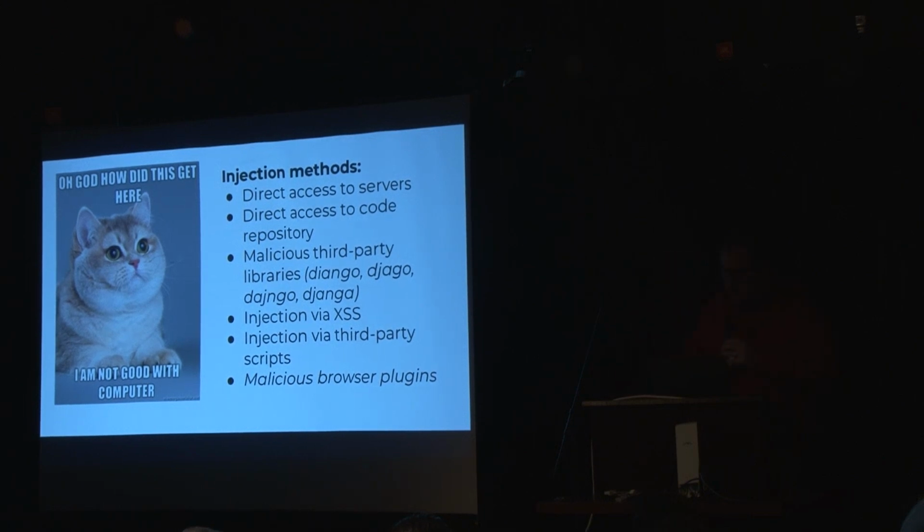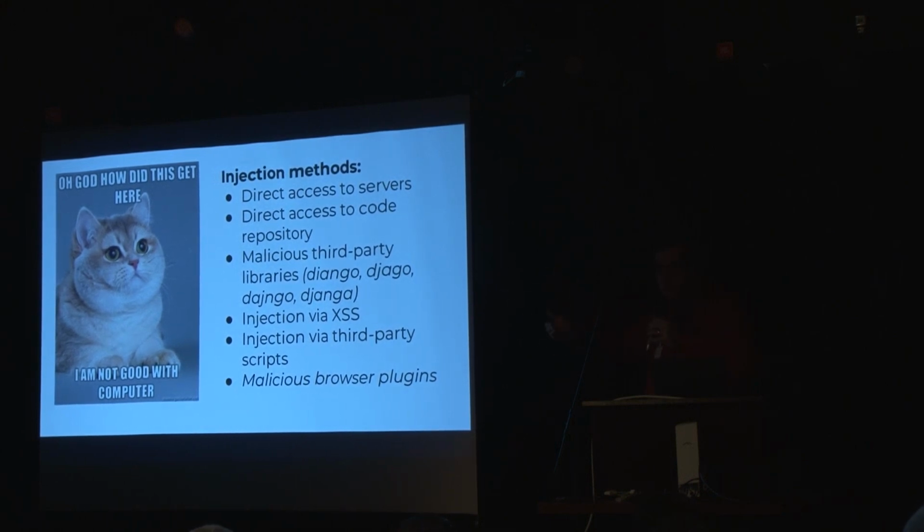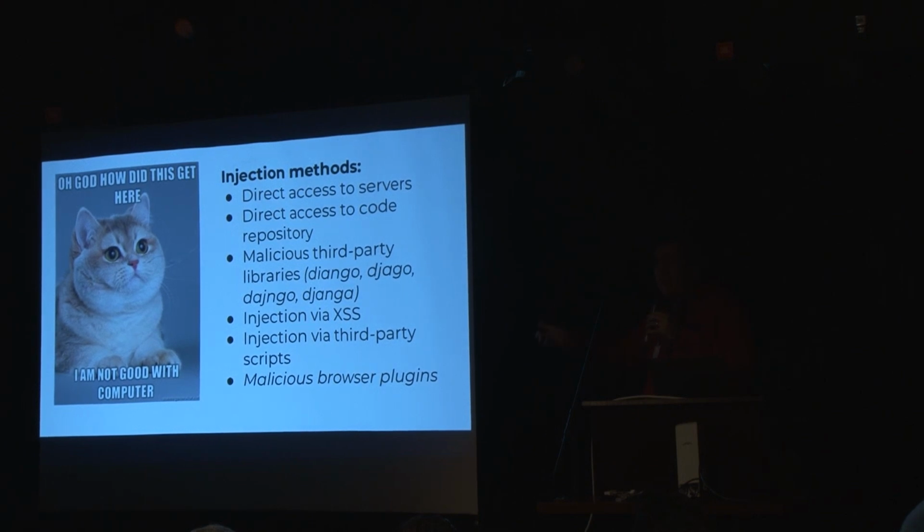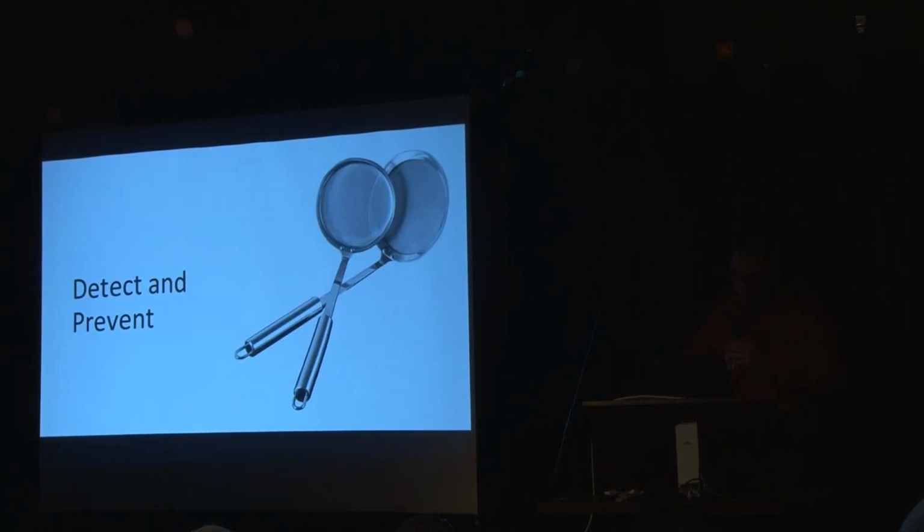Malicious browser plugins, not used in the attacks we've seen so far, but it's the same idea. Either through typo squatting or finding an abandoned plugin and buying it up from the developer. That's two more ways to observe traffic in the web browser and steal it off. So what can we do about this?